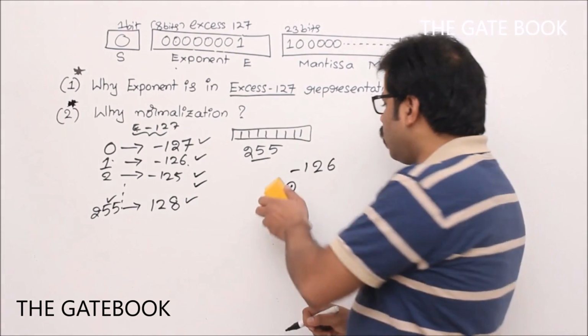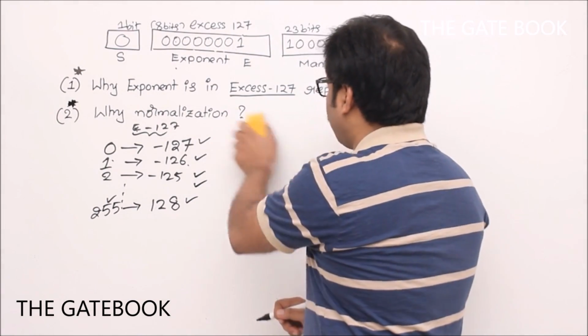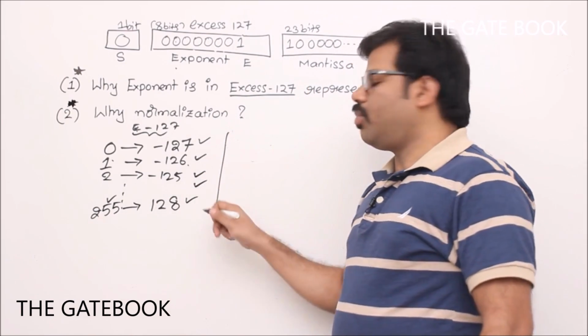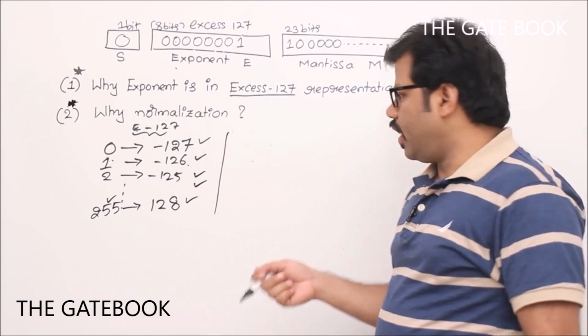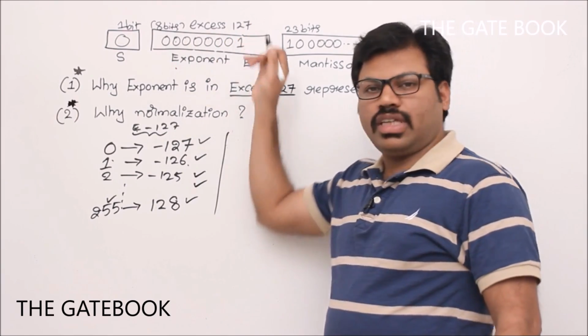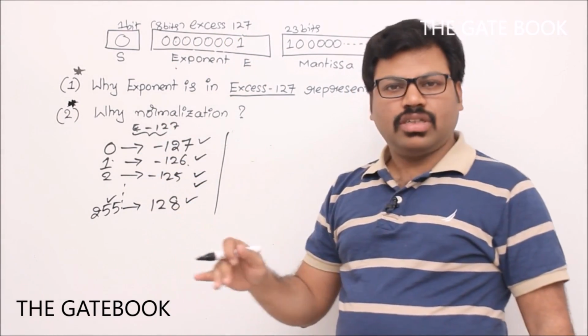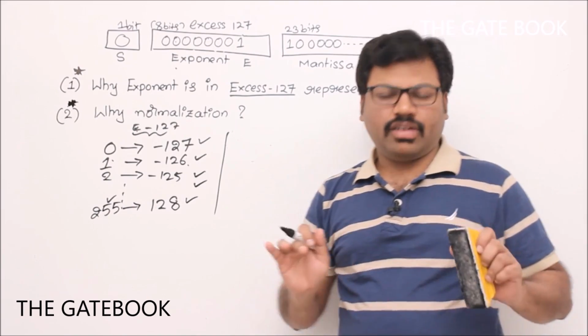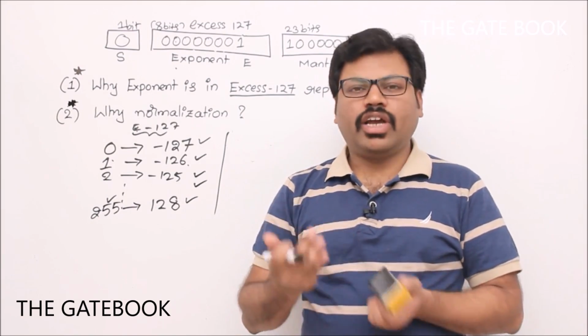Okay, so this is about excess 127. Still, I did not tell you why excess 127. Why not 2's complement? You can use 2's complement also, right? Using 2's complement also, using 8 bits, we can represent these numbers. I will be teaching you that a little bit later, because I will tell you one line at this moment. After that I will elaborate it.